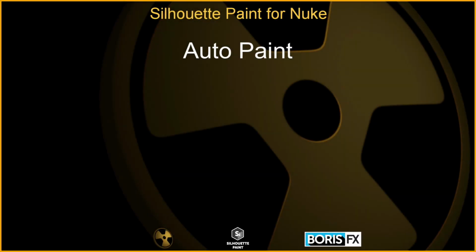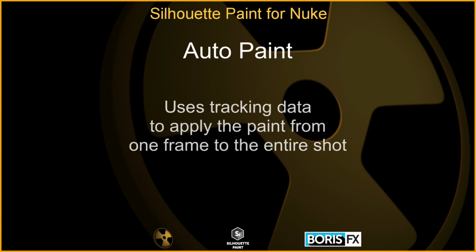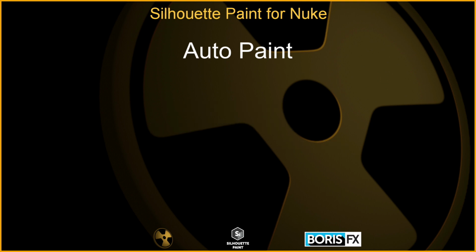The Auto Paint feature is one of my favorite Silhouette Paint features and is a magnificent example of the advantages of having tracking tightly coupled to your paint program. It allows you to track an element, then use that tracking data to apply the paint strokes from just one frame over the length of the entire shot. Let's see how it works.